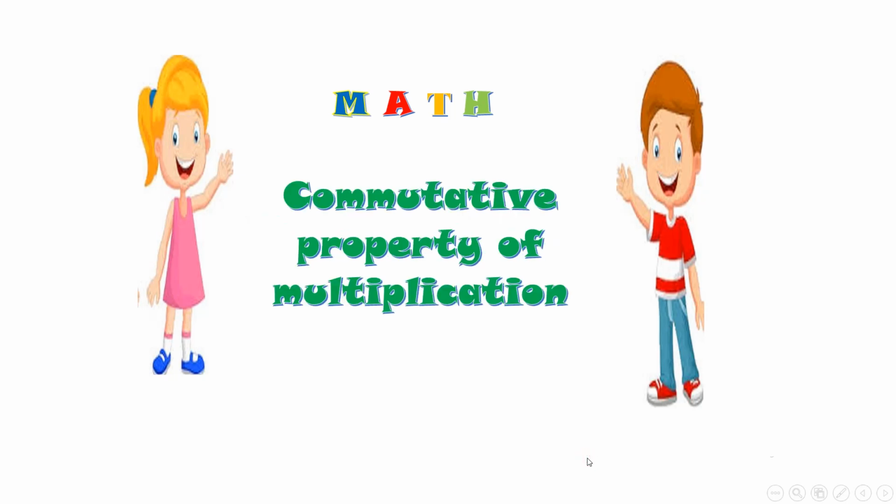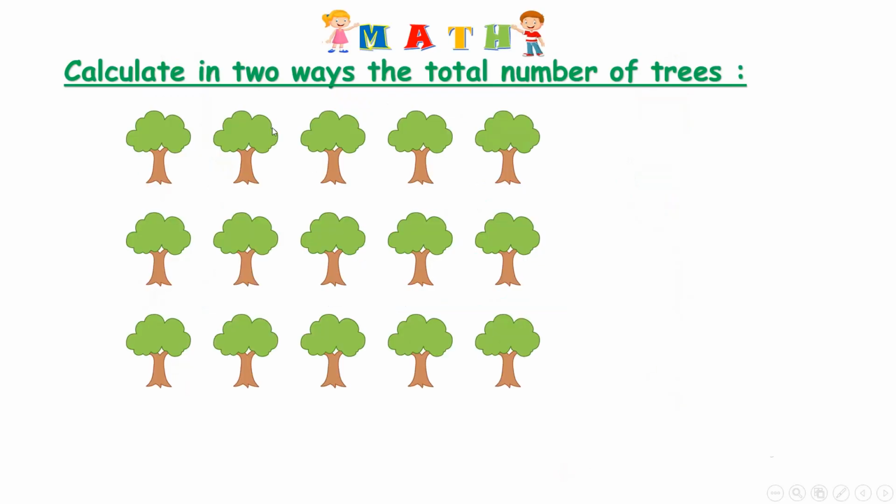Hello everyone. Today we will talk about the commutative property of multiplication. Let's start. Calculate in two ways the total number of trees.